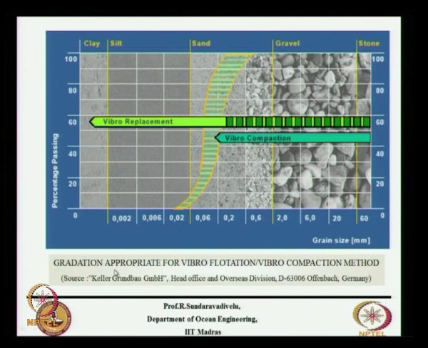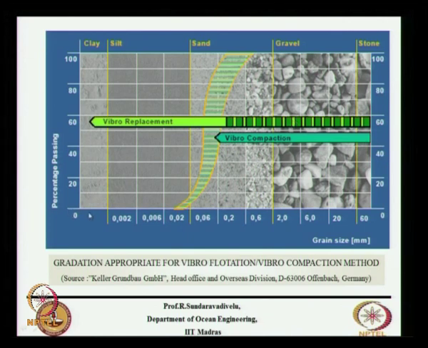So, we will discuss ground improvement in the next class, but this figure you please understand. What is given is percentage of passing through the sieve. There are two methods that are given, vibro replacement and vibro compaction. This we will study in the next class.